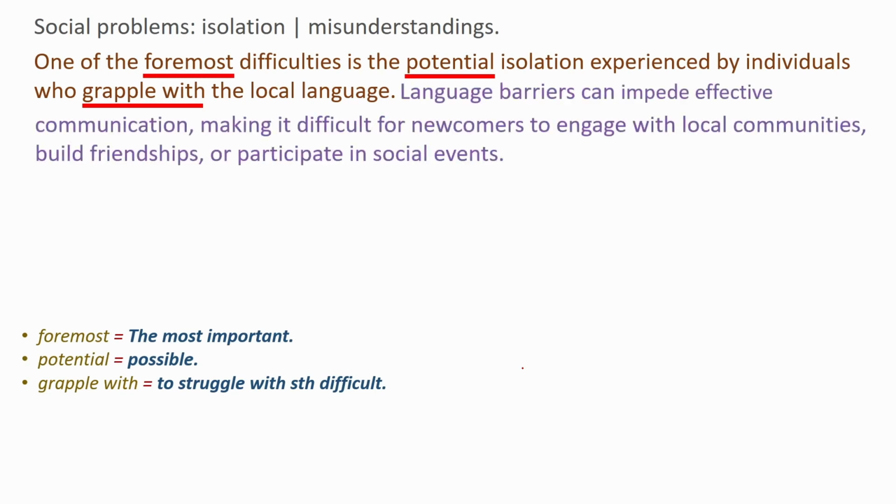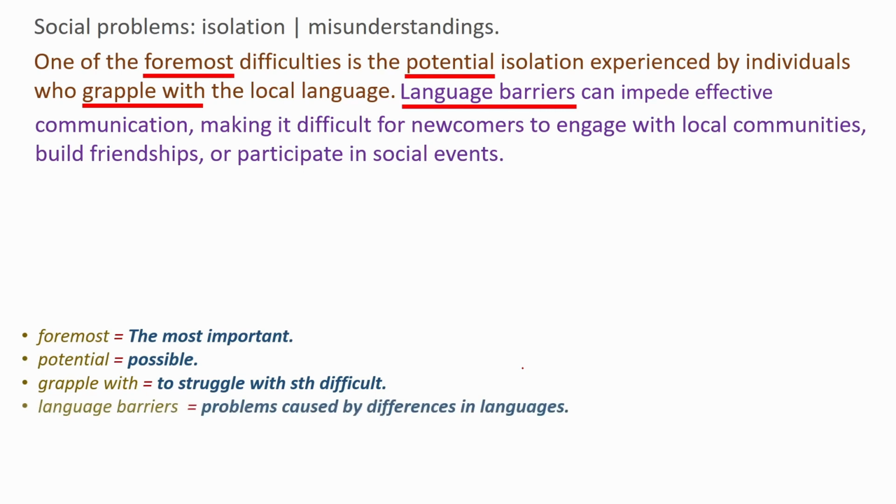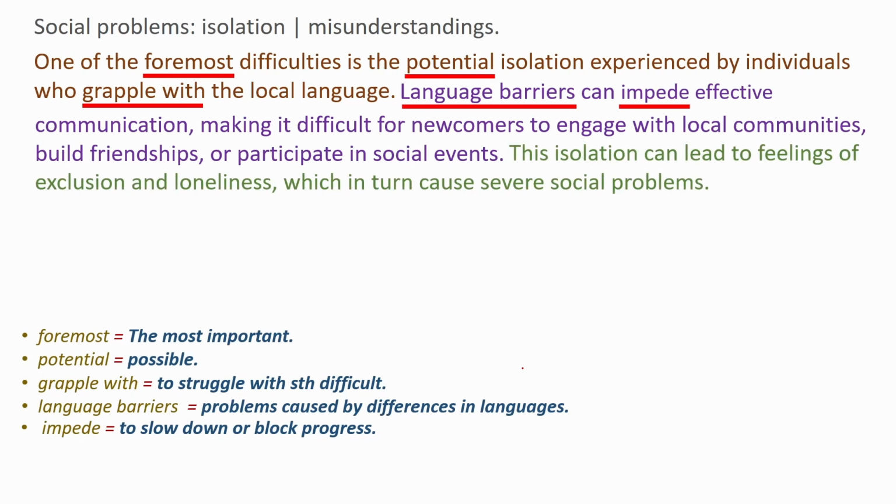Now I need to explain what I mean by that. Language barriers can impede effective communication, making it difficult for newcomers to engage with local communities, build friendships, or participate in social events. Language barriers, problems caused by differences in languages; impede, to slow down or stop something or to block progress. Now, what is the result of this? This isolation can lead to feelings of exclusion and loneliness, which in turn can cause severe social problems. Exclusion means not to be included, not to be a part of something.